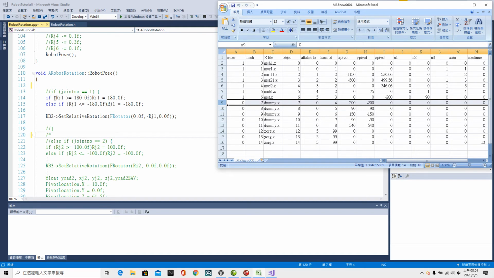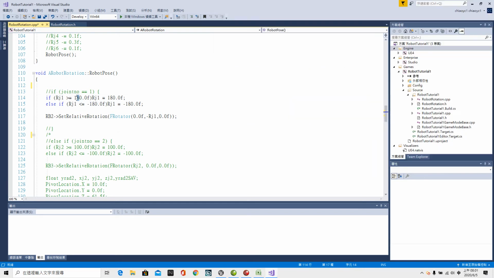is written: if bracket rj1 greater or equal 20.0f bracket rj1 equal to 20.0f semicolon, else if bracket rj1 lower or equal minus 20.0f bracket rj1 equal to minus 20.0f semicolon.